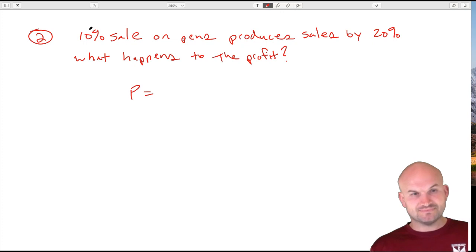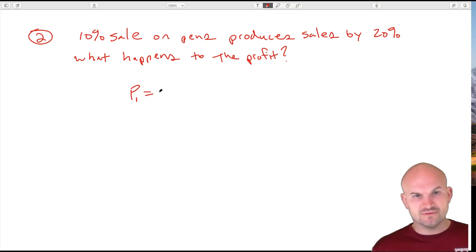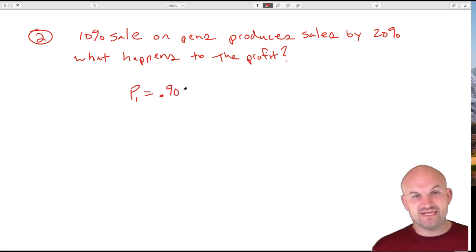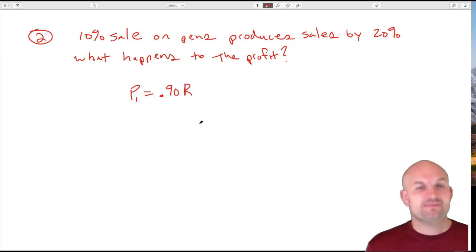So if I have the profit here, and this is from what we originally were selling things for, and you have a 10% sale, a way to look at that is the original minus that 10%. If you're taking 10% off, you're basically only selling something for 90% of the value. So instead of getting 100% of the sale, you're really only getting 90%. And I'm just going to call this R for revenue.